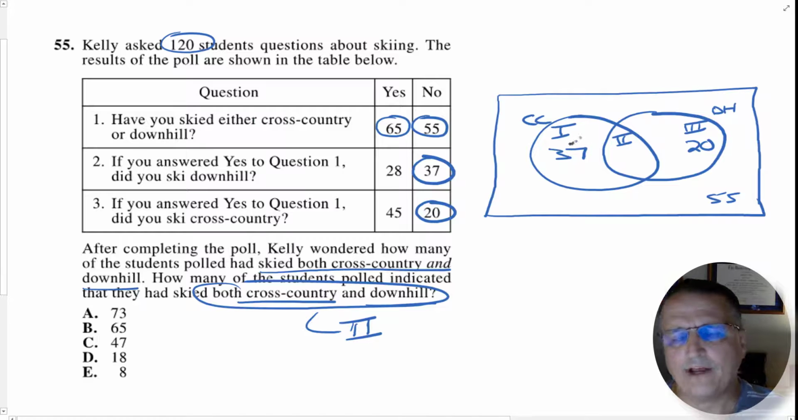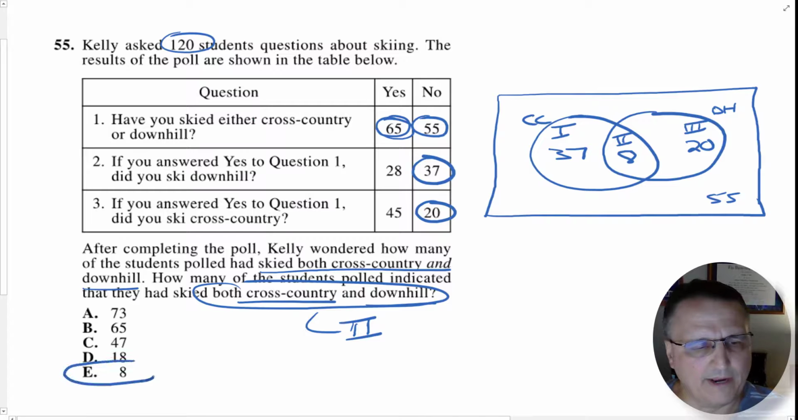And so now I've got 2 of the 3 regions, 37 and 20, which add up to 57, and 65 minus 57 means that I have 8 students in region 2, and that is my answer.